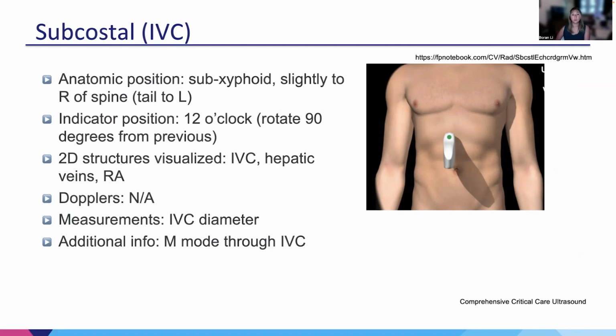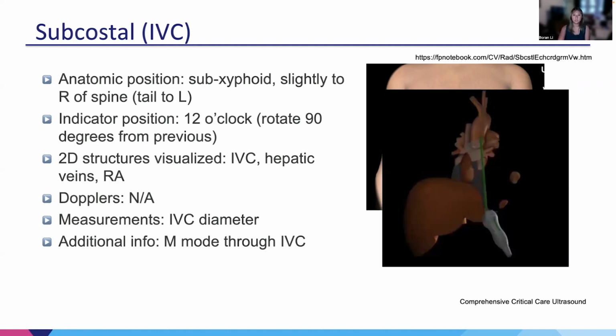From there, you are basically able to see the IVC coming into the RA, as well as the hepatics joining the IVC before they come to the RA. I don't typically Doppler anything here, but this is where one would do, if they were doing adult PoCUS, your IVC diameters for IVC compressibility or distensibility, and you can do the M mode through the IVC.